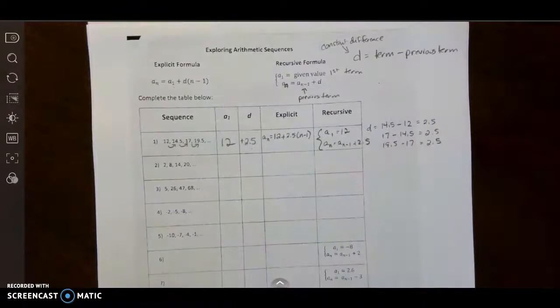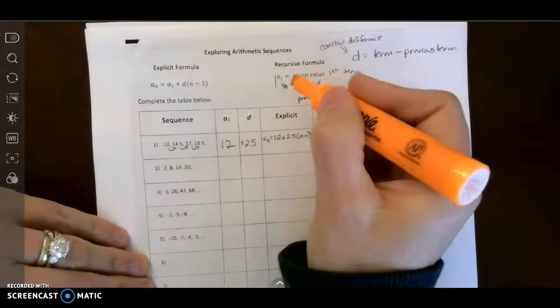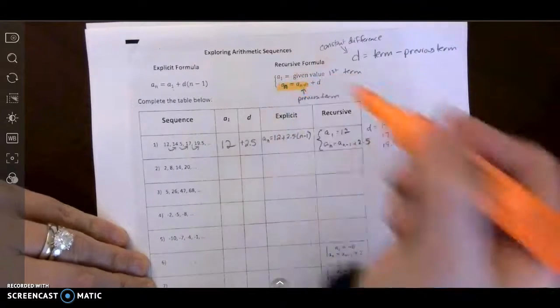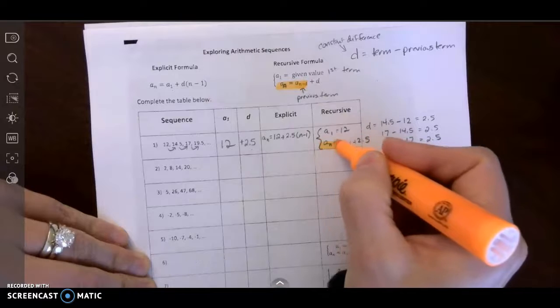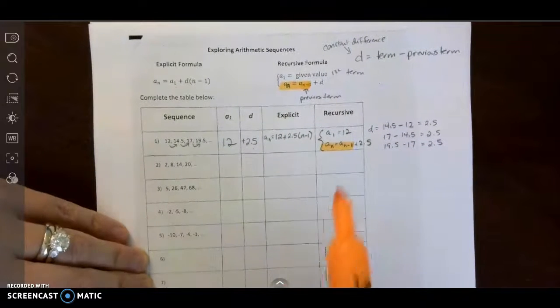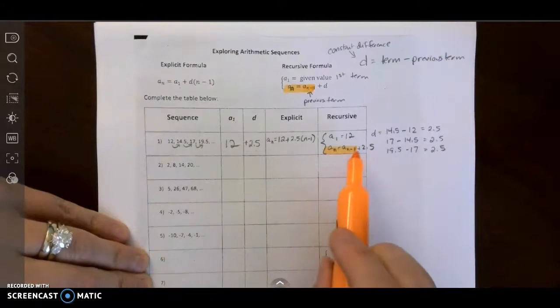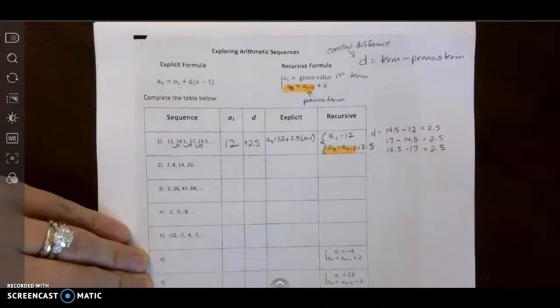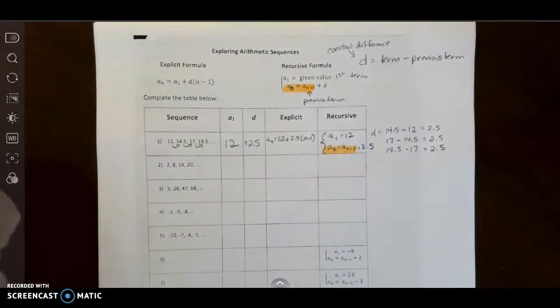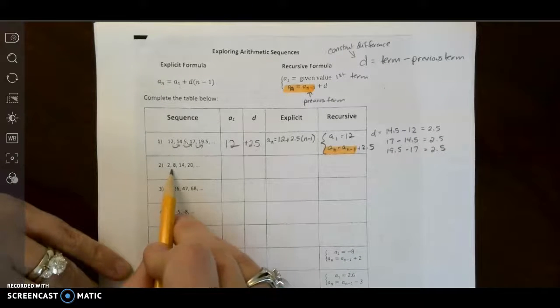I want you to notice that the recursive formula always starts like this: a sub n equals the previous term, and then you do something to that previous term. That's what makes it recursive. It's recurring. Take the previous term and add 2.5, and take that term and add 2.5. It's a recurring process.